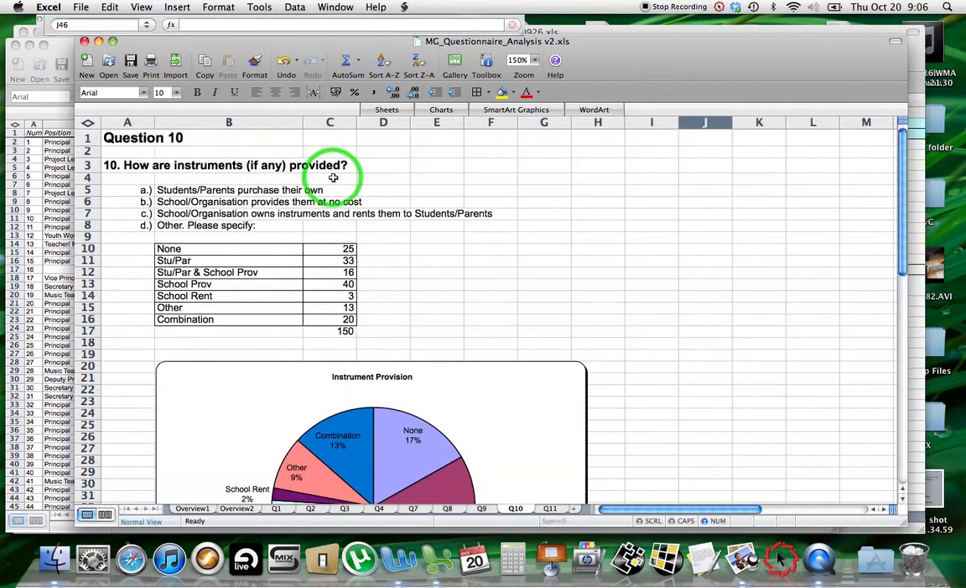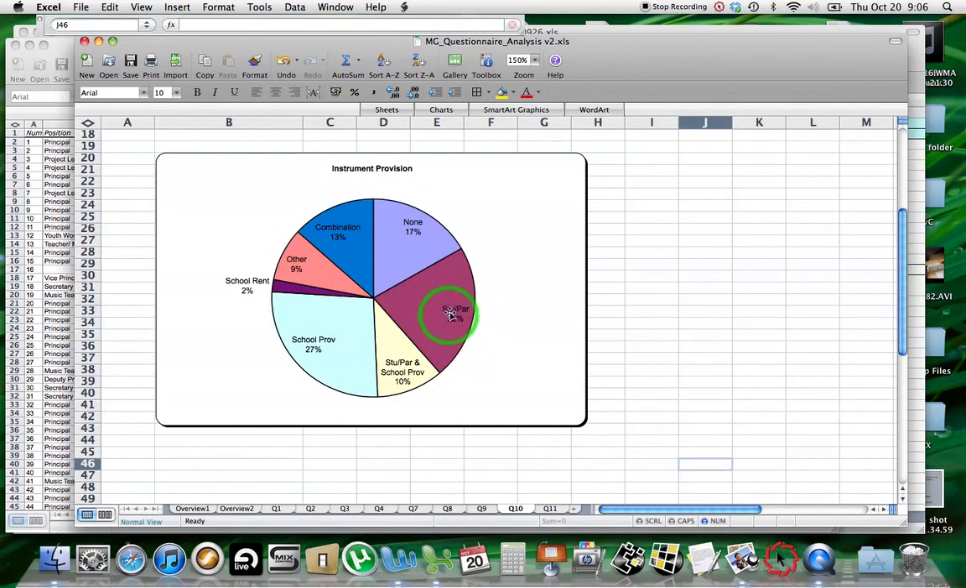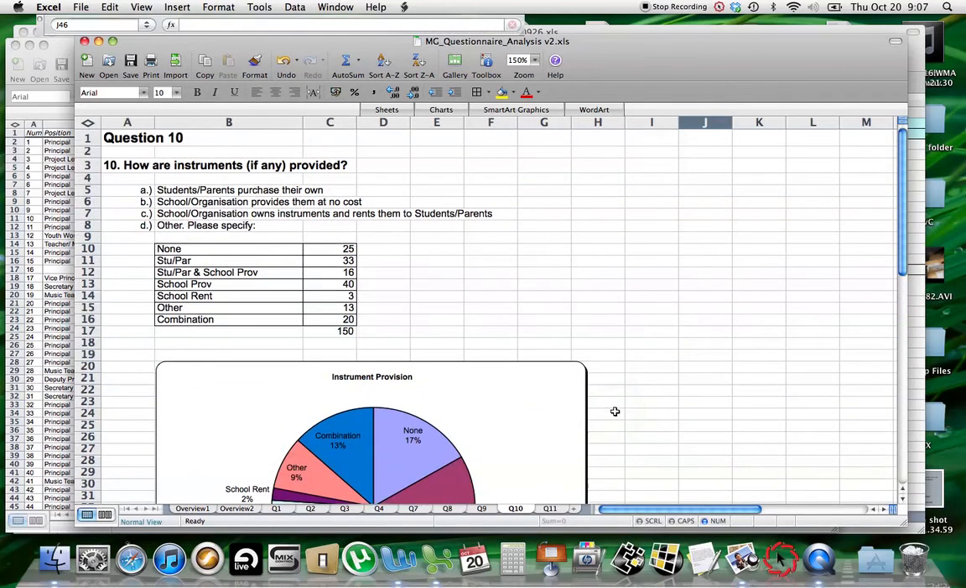Question 10, how are instruments, if any, provided? So you've got students, parents, and the school provision there, and then there's people with a combination of students and parents and school provision. So either school providing or students and parents accounts for just over half. The renting area seems to be not very well exploited at all. I don't know if that's an avenue for us to go down, and a combination. So that's the patterns coming out from how people provide their instruments.